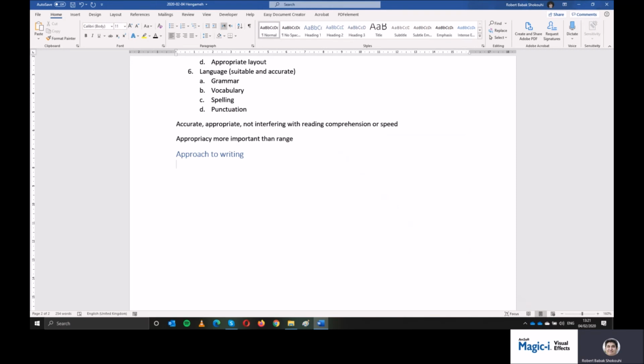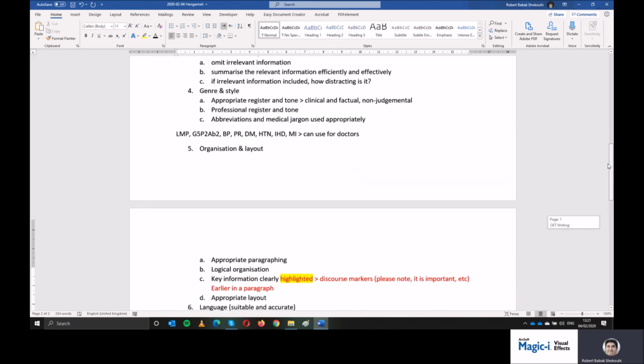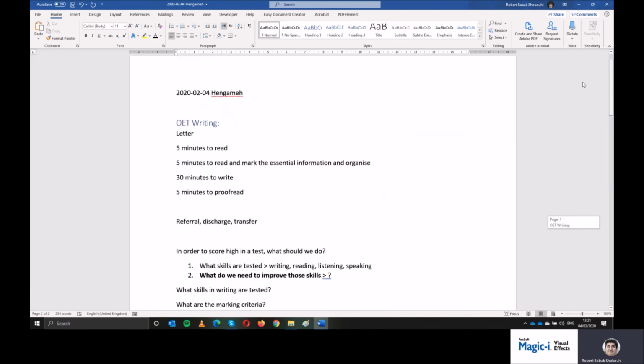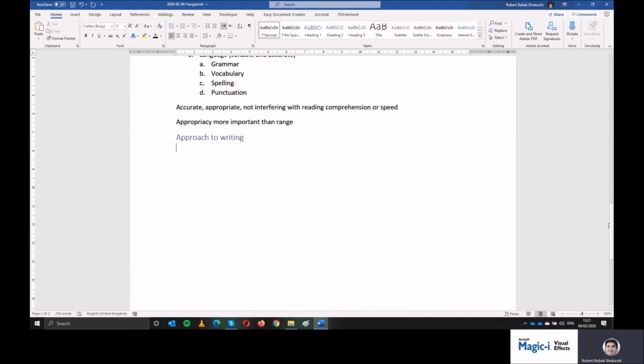Right. So when we are given a case note, you are supposed to read it for 5 minutes, okay? Yeah. So read the task. So when we are reading the task, what should we read? Which parts?